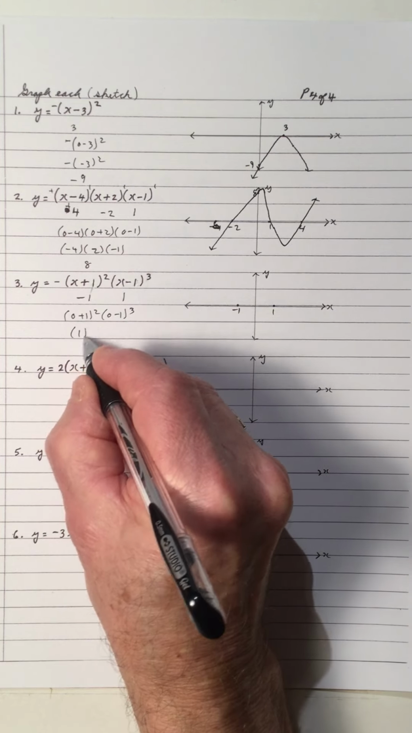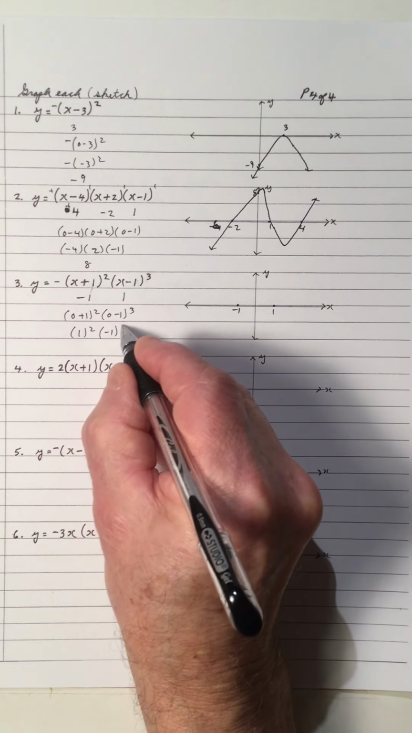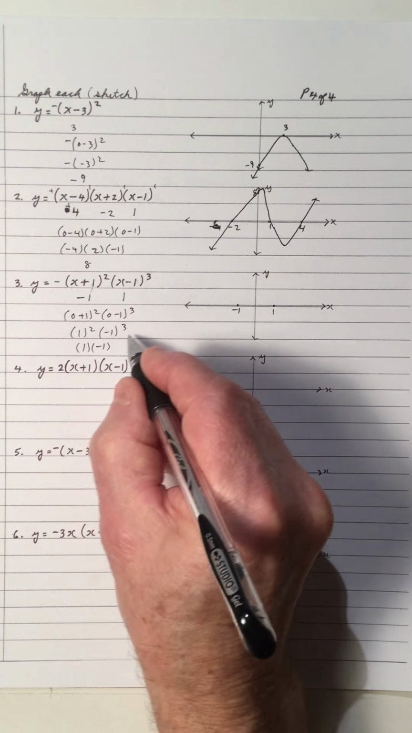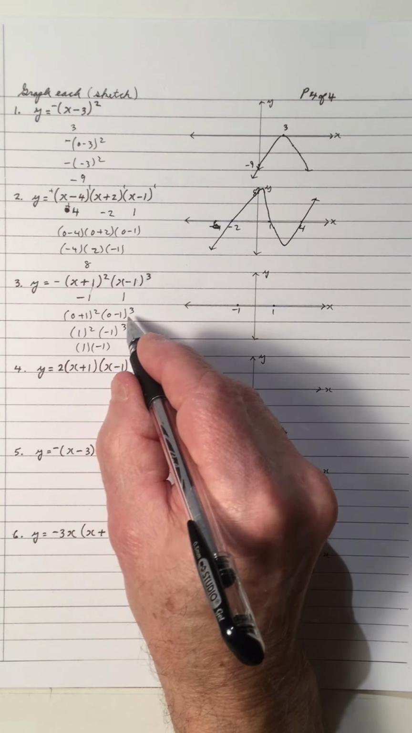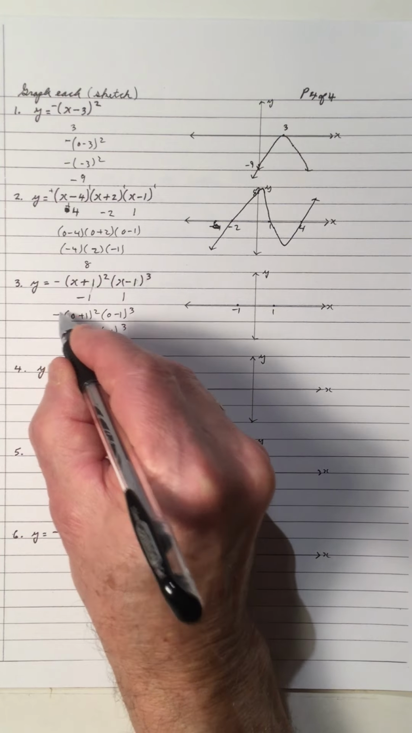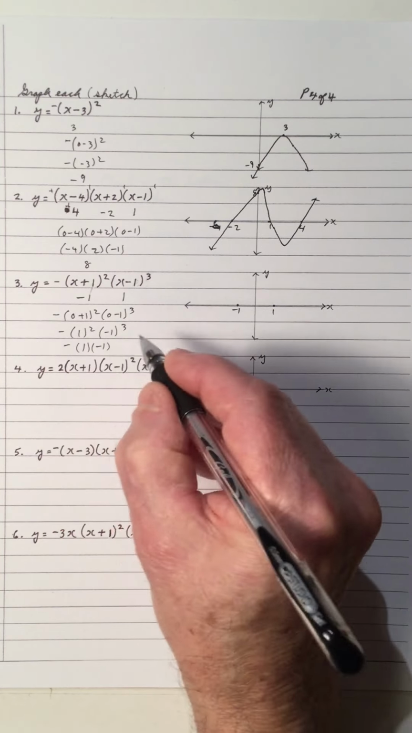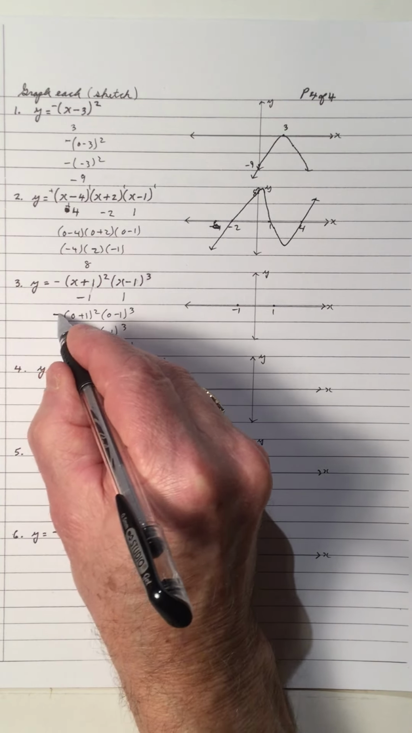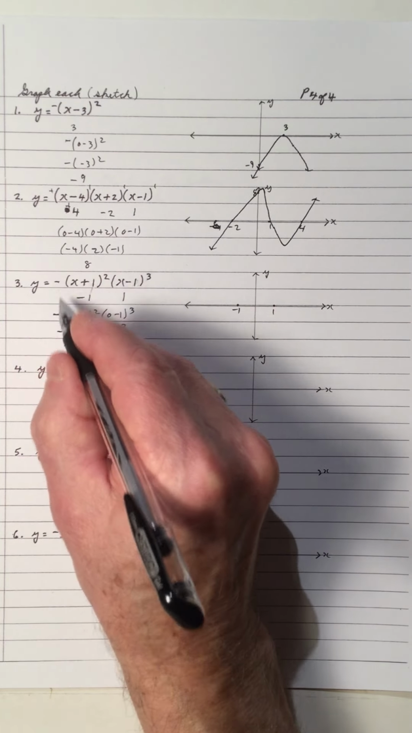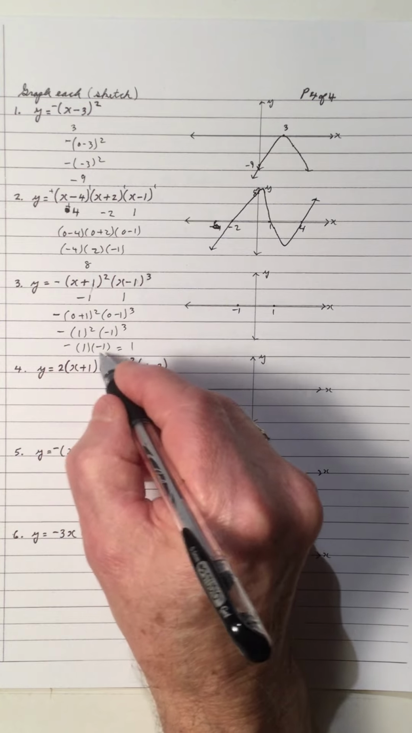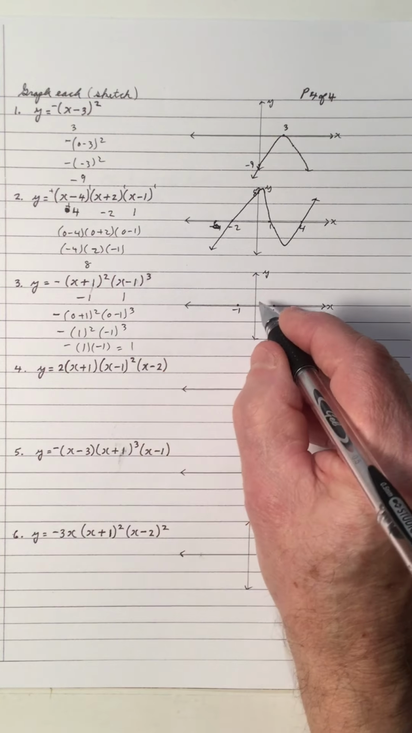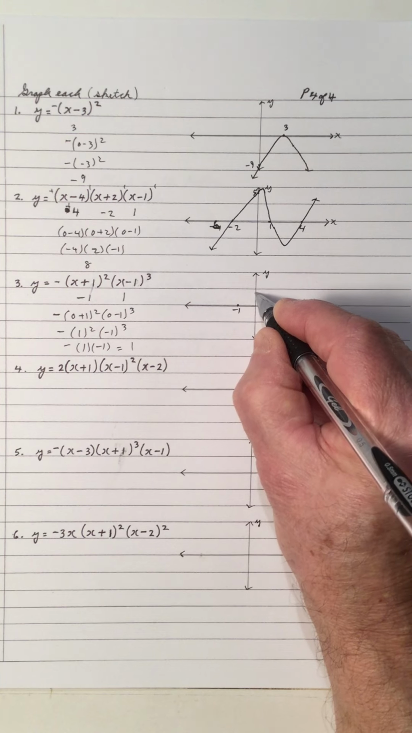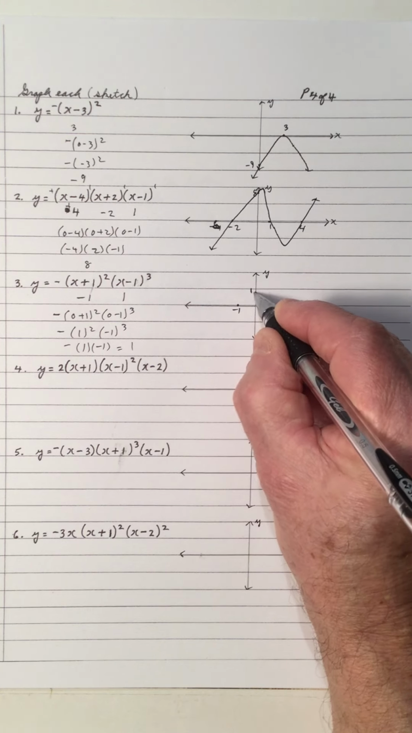X is 0, so it's 1 squared, -1 cubed, 1, -1, and we get, and don't forget, I forgot the negative outside here, so that makes it 1. I have to put the negative, I forgot to put the negative there. There's the negative, bring the negative down, put the zeros in, work it out, and I get 1. So the y-intercept is at 1, so let's just put it right there.